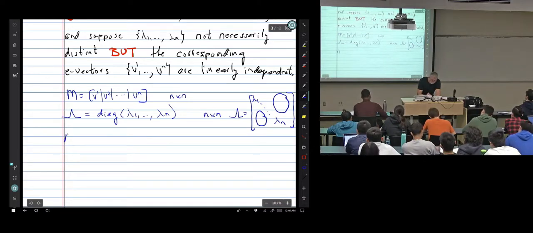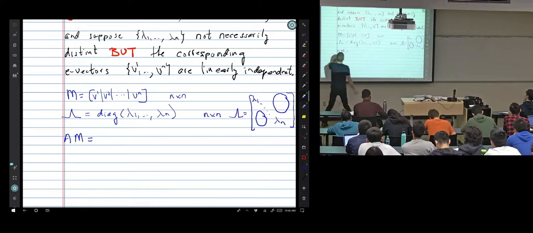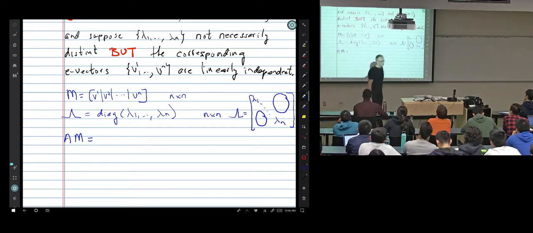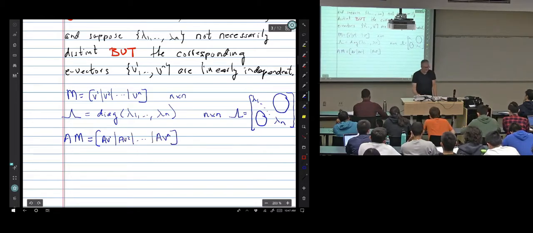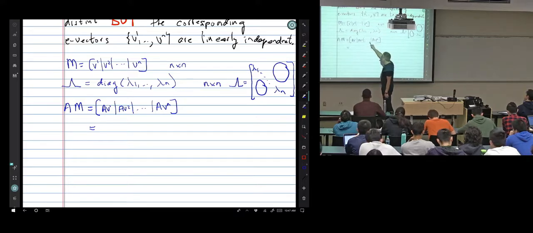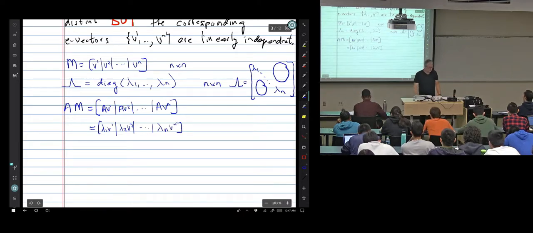Okay, so let's see what happens when we do A times M. From homework 1, we know how to multiply a matrix times a partitioned matrix into the columns. So that's A times V1, A times V2, A times Vn. That's easy enough. And these guys are eigenvectors. So then we have lambda 1 times V1 in the first column, lambda 2 times V2 in the next column, lambda n times Vn in the last column.